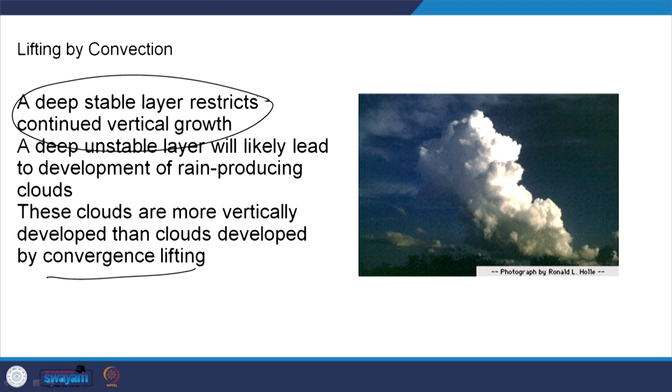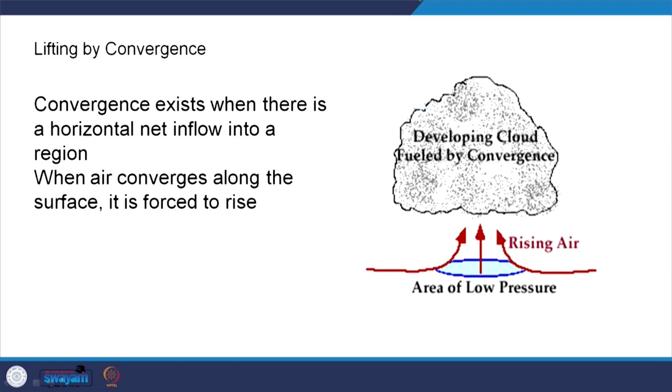Okay. Now, the third mechanism by which air can be lifted to a higher altitude, so that it allows condensation, is lifting by convergence. Convergence exists when there is a horizontal net inflow into a region. That means the air is horizontally flowing from all directions into a particular region, right.